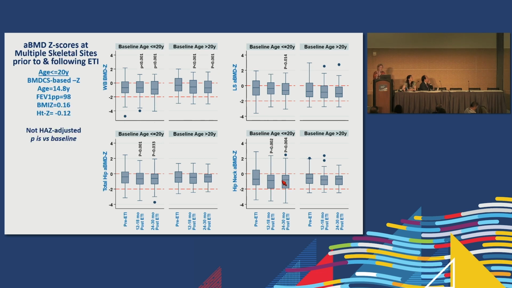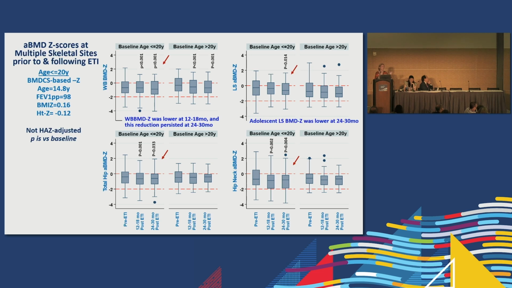Okay, now let's look at youth. Now we're looking at the left-hand panels. Again, whole body, here lumbar spine, total hip, hip neck. I just wanted to review that these were on average almost 15 years old, with great FEV1 at baseline and BMI-Z that looked good, slightly short at negative 0.12. And again, I'm not showing you the height adjusted. What was really fascinating is that they actually had lower Z-scores. It's modest, but they were lower. And this was unexpected for me at whole body, as well as at the spine at 24 to 30 months, as well as at the hip and at the neck.